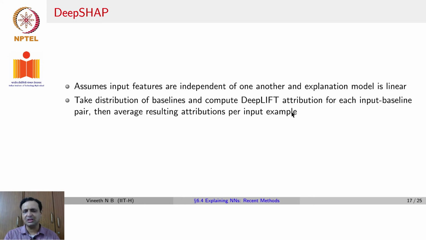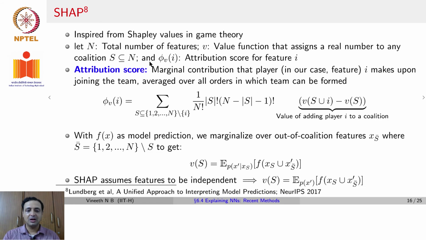Right? The value function, in short, is inspired from Deep Lift. That's the idea here. The rest of it goes back and follows. So the final attribution score would still be given by this equation here. We are only now talking about how the V is defined using these equations.